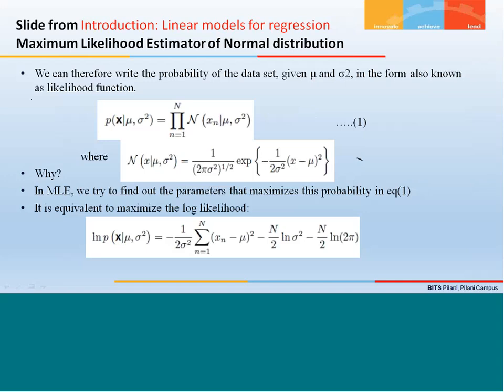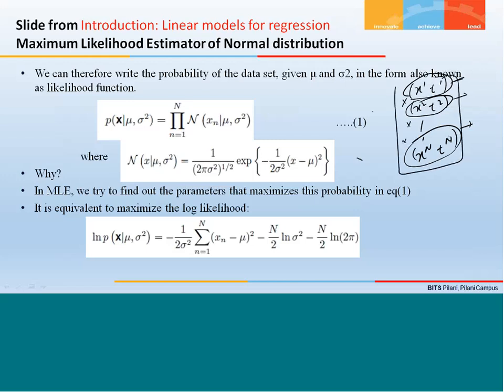I just want to recall to you what the likelihood of a data set is. For example, this is x1 t1, x2 t2, up to xn tn. So these are different samples in a data set, and you want to find out what is the likelihood of this data set. You take the probability of each sample, and if they are independently drawn from a space, then you can multiply all these probabilities. This is called the likelihood function.